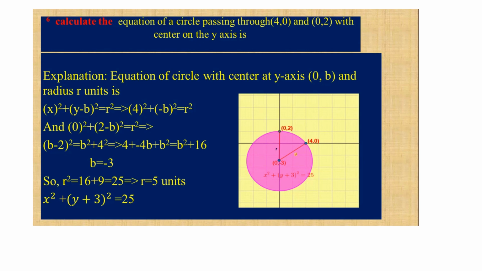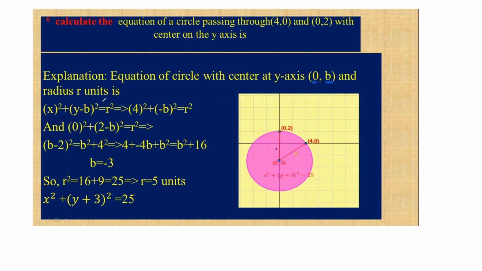Question number 6 is to calculate the equation of a circle. The equation of a circle passing through (4, 0) and (0, 2) with the center on the y-axis. Here the center lies on the y-axis, which is (0, b). If the center is on the y-axis, the x-coordinate is 0, and the y-coordinate of the center is b.